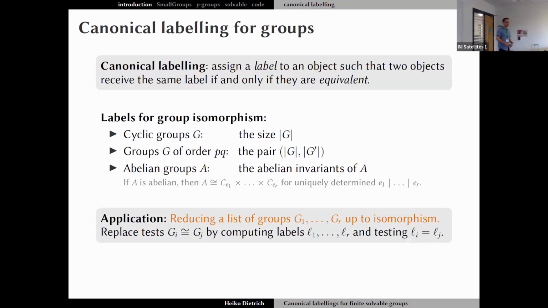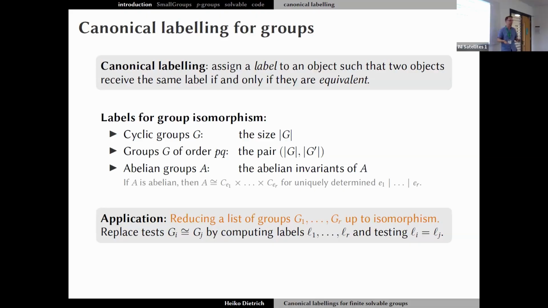Why is this useful? Well, if you have a list of groups in front of you and you want to decide which of these groups are isomorphic, you could just test every pair of groups until you've decided that. But unfortunately, group isomorphism is a very complicated and difficult problem in general. It's a very costly problem. If by some means you can compute labels for all these groups, then you just have to compare the labels.